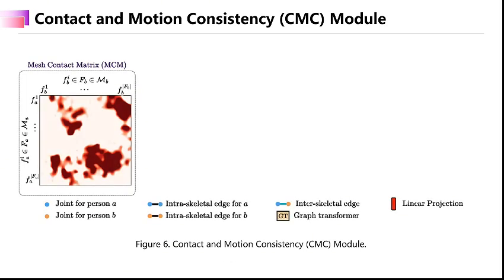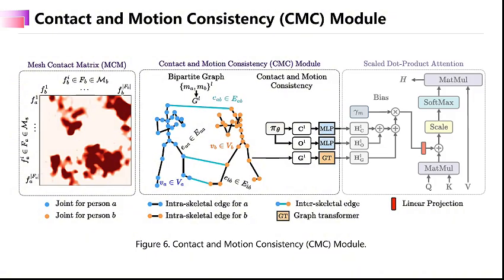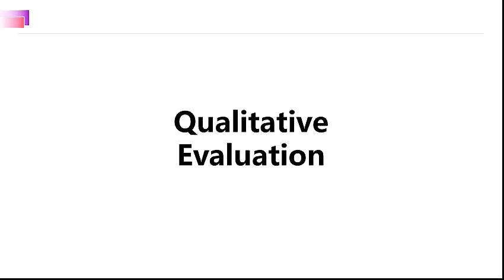Once the mesh contact matrix is generated, we construct a bipartite graph between interacting individuals to capture interaction dynamics for improving contact and motion consistency. Then, the embeddings of the contact, orientation vectors, and the bipartite graph are fed into the CMC attention module to enforce contact motion consistency over time.